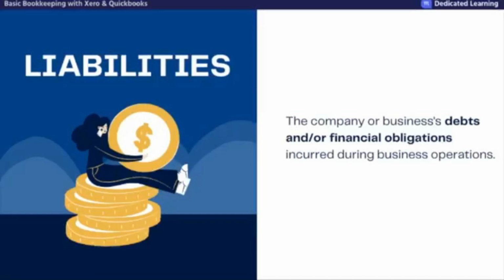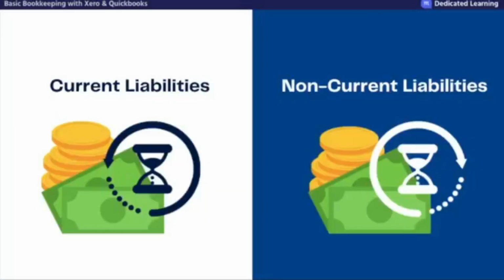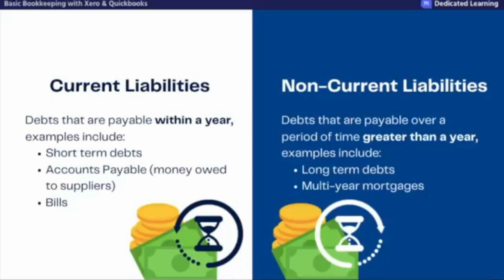The next category is liabilities. These are the company or business's debts or financial obligations incurred during business operations. So essentially, anything that a business owes, usually in the form of money. Same as assets, there are also two types of liabilities: current and non current liabilities. And similarly, you can define these two things when it comes to time. Current liabilities are those debts, otherwise known as accounts payable, that are payable within a year, such as your debts to your suppliers, short term debts, and your bills.